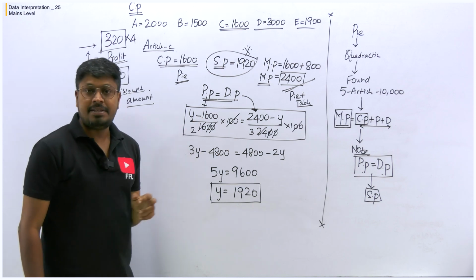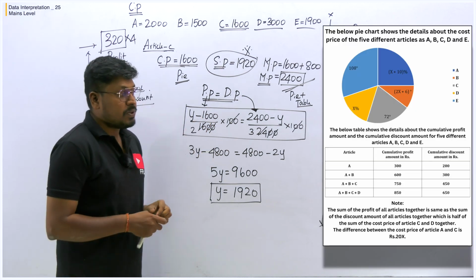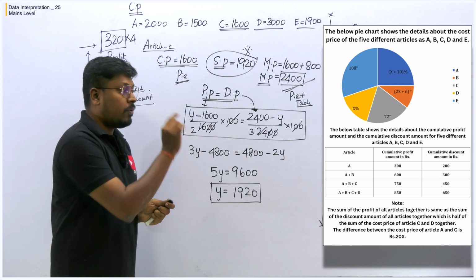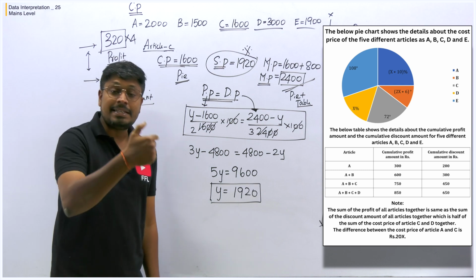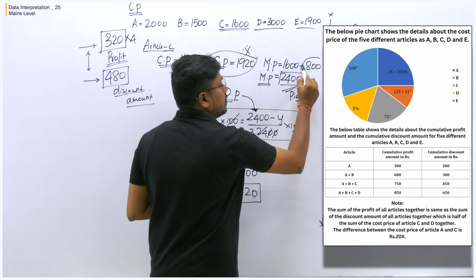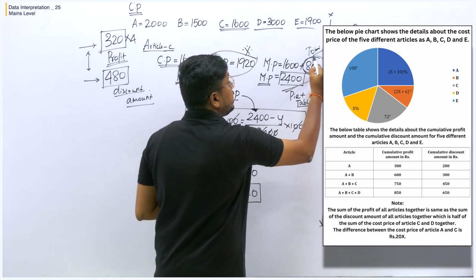Second, coming to the table chart. See the table chart here. The table chart shows the profit amount and the cumulative discount amount for 5 different articles. In the previous DI, they had given a total, right? This is the total they gave. 800 is the total amount they gave in the previous DI.